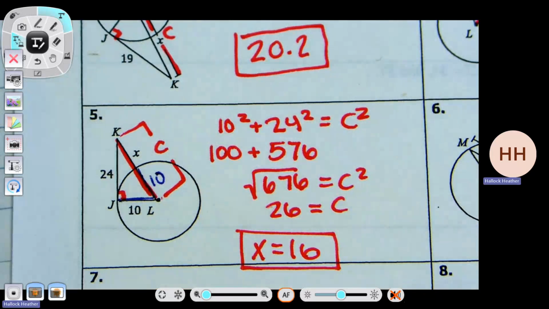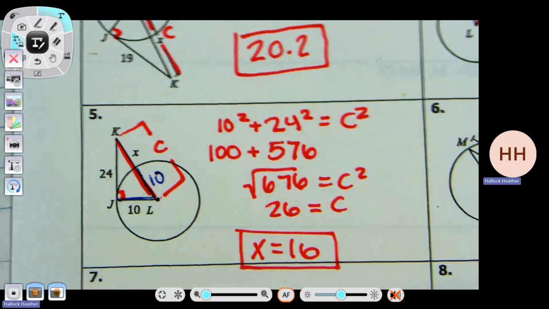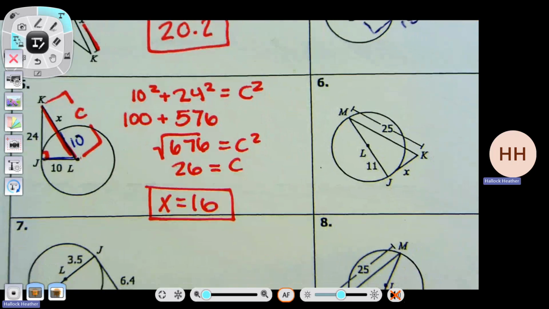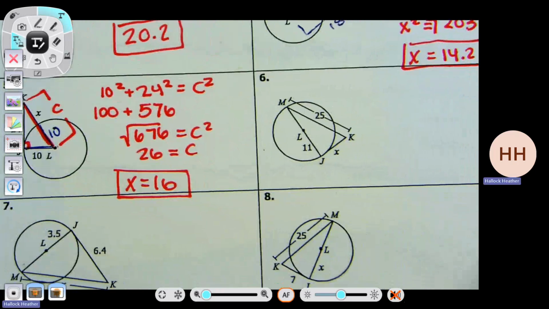So some of them just have a little extra step at the end where you may have to add, you may have to subtract, you might have to divide by 2. Okay, so we'll take a second, look at number 6. 6 isn't too bad.